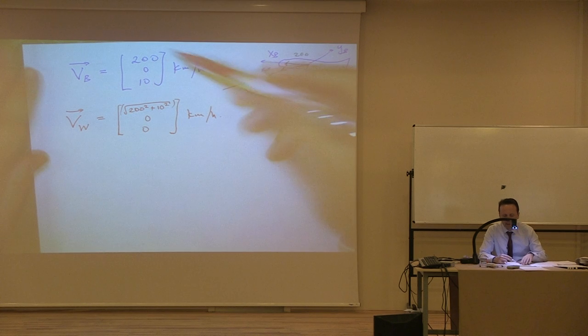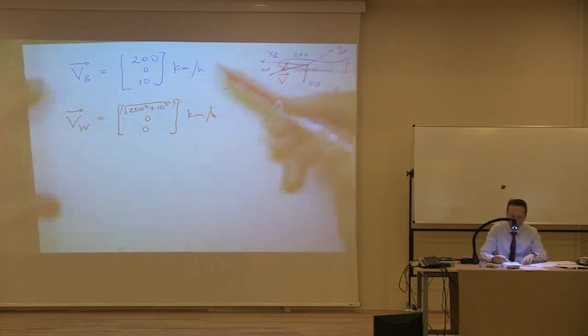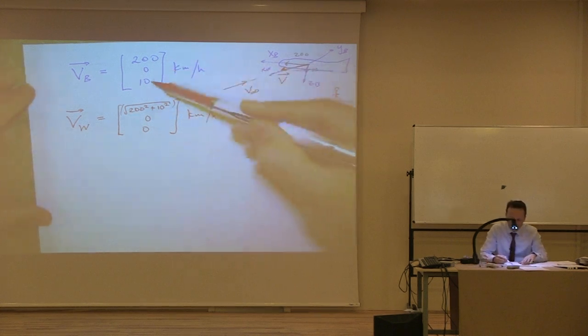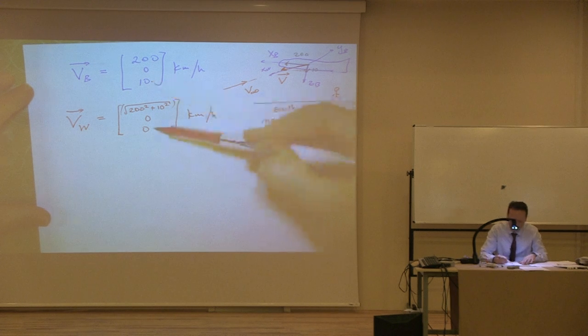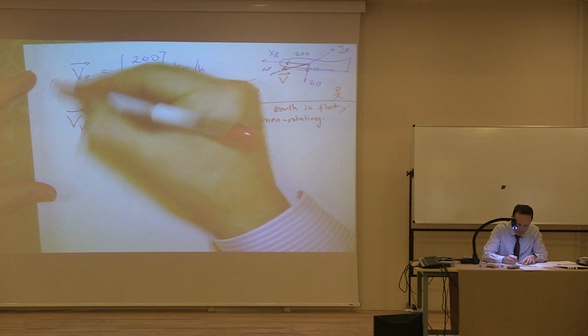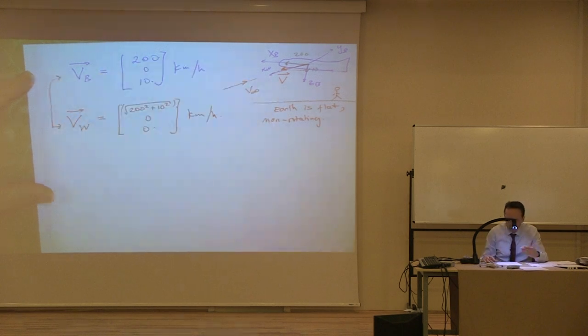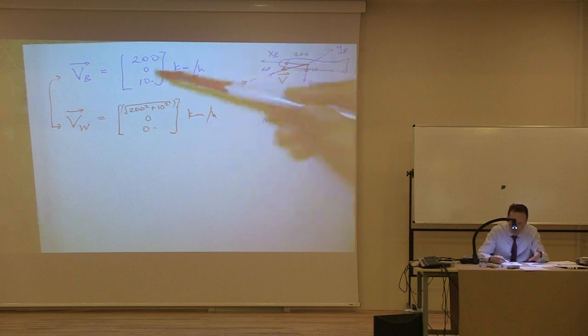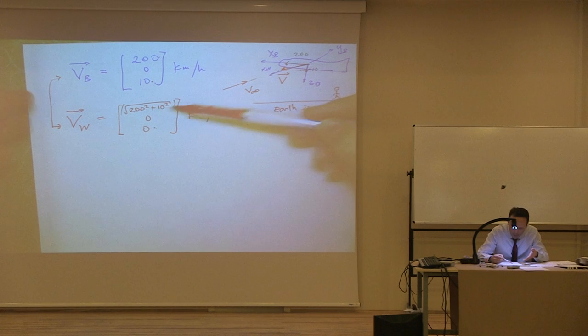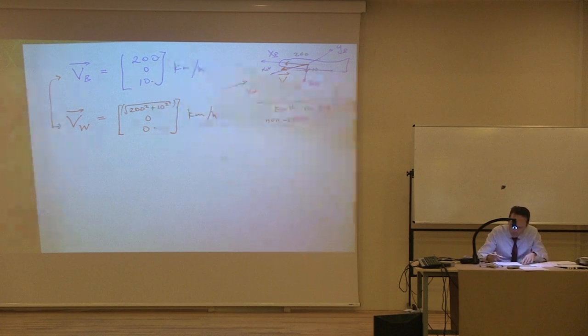So someone just looking at this without explaining all these things might say, oh, these are two different velocity vectors. He has a 10 over here, he has a 0 over here, this is 200, this is something else. But no, it is the same velocity vector, just written in different coordinate systems. Now, there must be a relation between these numbers, and you see there is a relation. I have 210, and now it is the square root of 200 squared plus 10 squared. So there must be a relation between them.